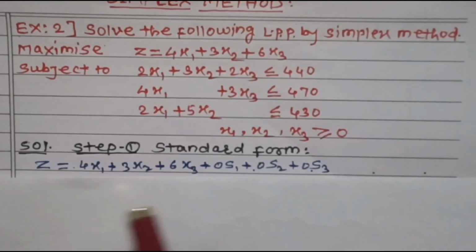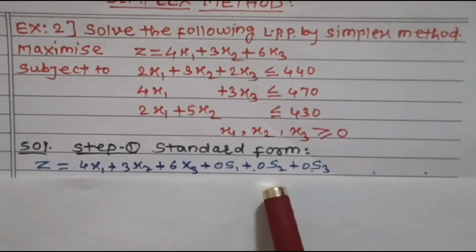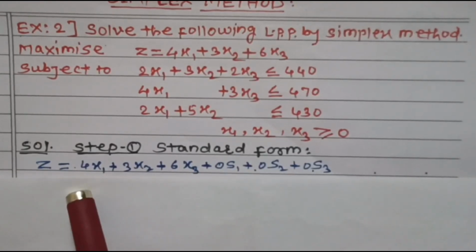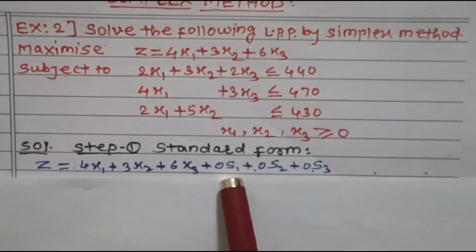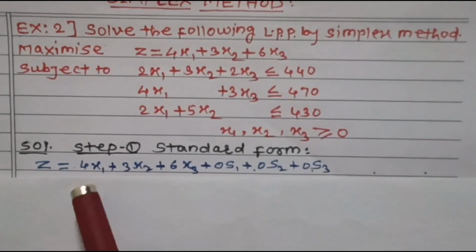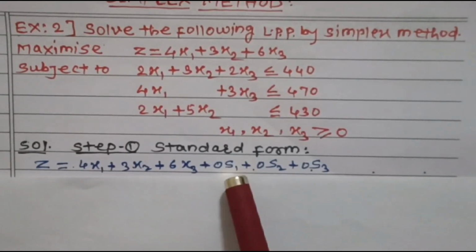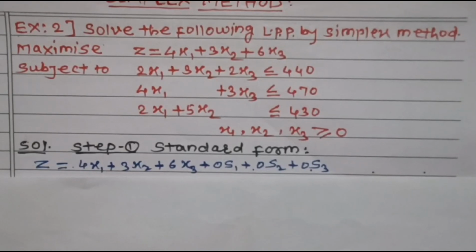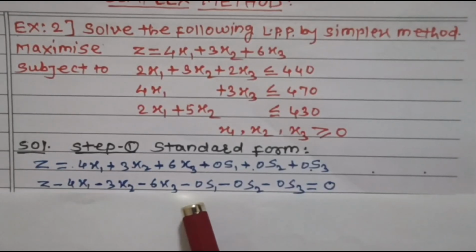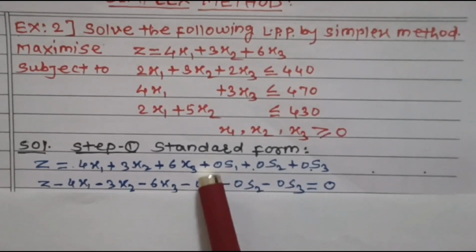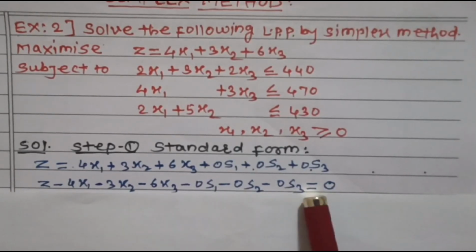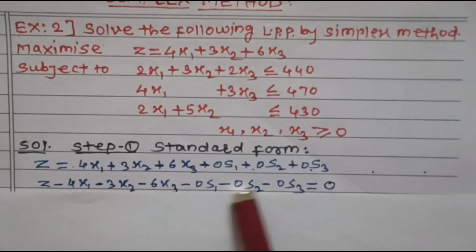In this way, in the objective equation we have to add three slack variables because we are using three slack variables for three equations. Three slack variables we have to add in the objective equation with 0 coefficient, meaning each slack variable has 0 coefficient: 0s1, 0s2, 0s3. This is the objective function. Now taking all terms which are appearing on the right hand side to the left hand side gives the objective equation: Z minus 4x1 minus 3x2 minus 6x3 minus 0s1, you can take either minus sign or plus sign, it doesn't matter because the coefficient is 0, minus 0s2 minus 0s3 is equal to 0 on the right hand side. So this is the objective equation.